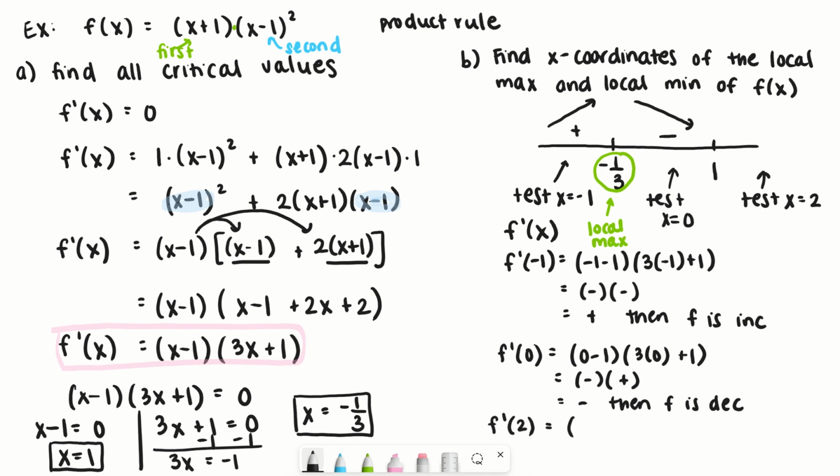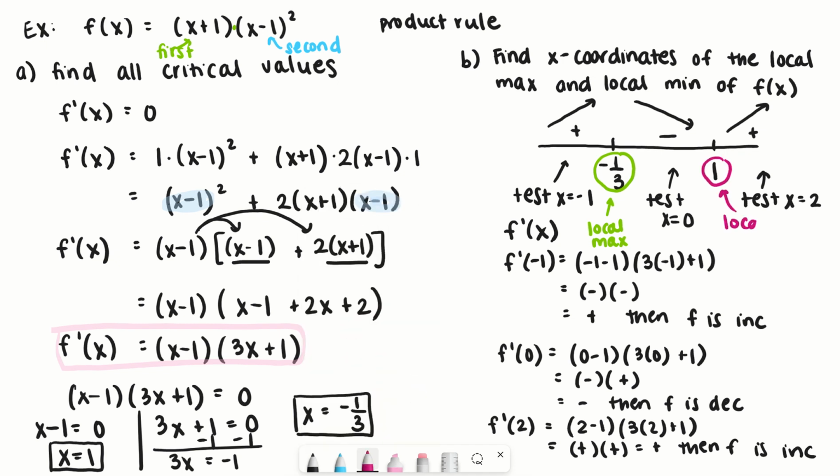And so f prime of 2 becomes 2 minus 1 times 3 times 2 plus 1. So that would give me a positive times a positive, which is equal to a positive number. So because the derivative is positive, then f is increasing. So I'm going to put a plus here and show that the function is increasing. So now that we can see that the function was decreasing before x equals 1 and it was increasing after, then that will mean that at 1 we will have a local minimum.